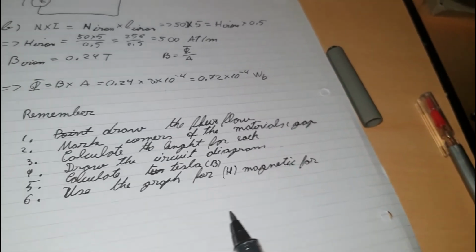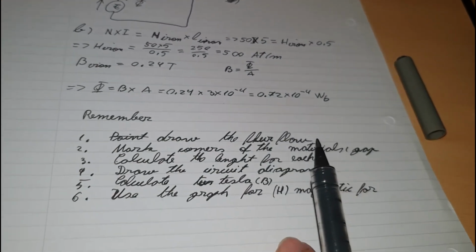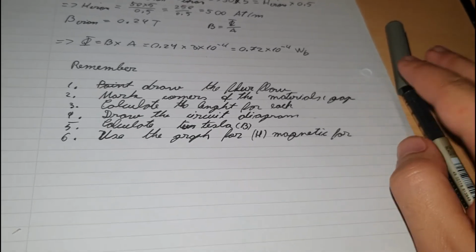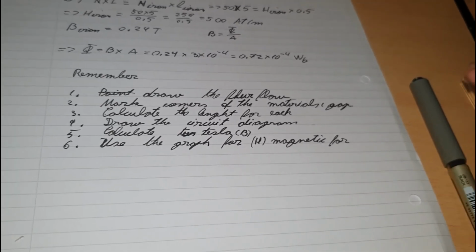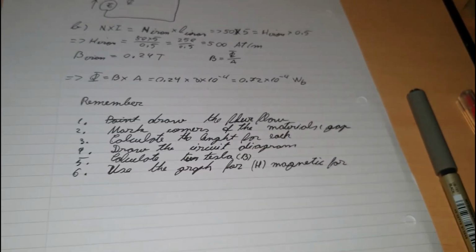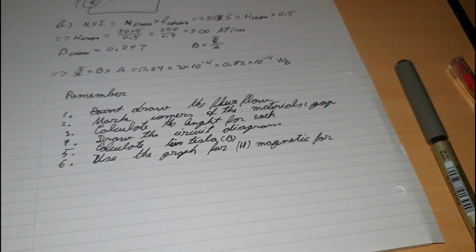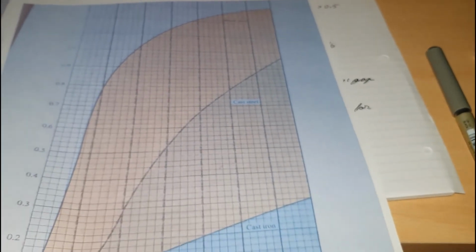If you remember these steps, you should find it easy solving magnetic circuits, really, because I noticed by doing various types of them that these are the main steps that you need to follow for each one of them. And remember that the graph plays a role. If you want, search it on Google or download a picture of it.